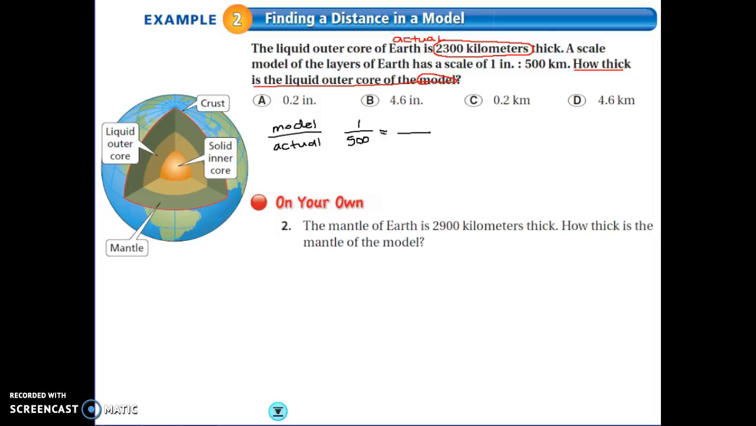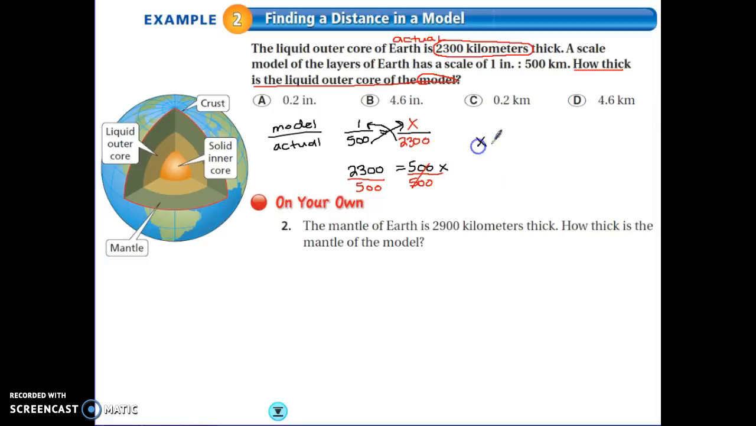So we have the actual, that's going to go on the bottom, but we don't know the model, so I'm going to put an x in the numerator. We cross multiply. 2,300 times 1 is 2,300, is equal to 500 times x, so that's just 500 times x. From here, we'll go ahead and divide by the 500 so that we can get the x by itself. And we'll reduce this fraction as much as possible.